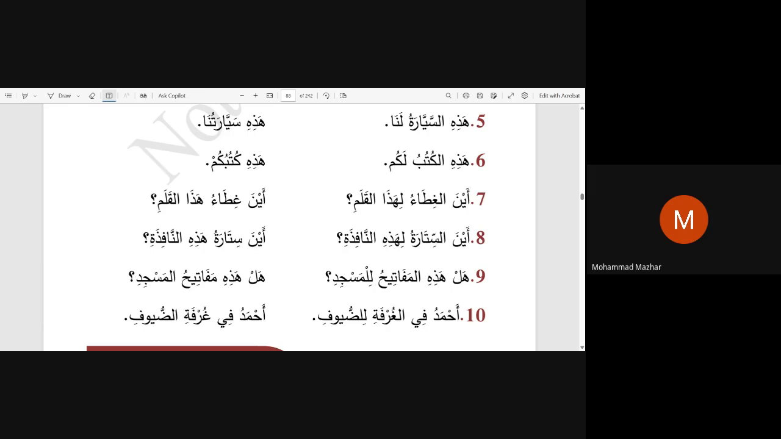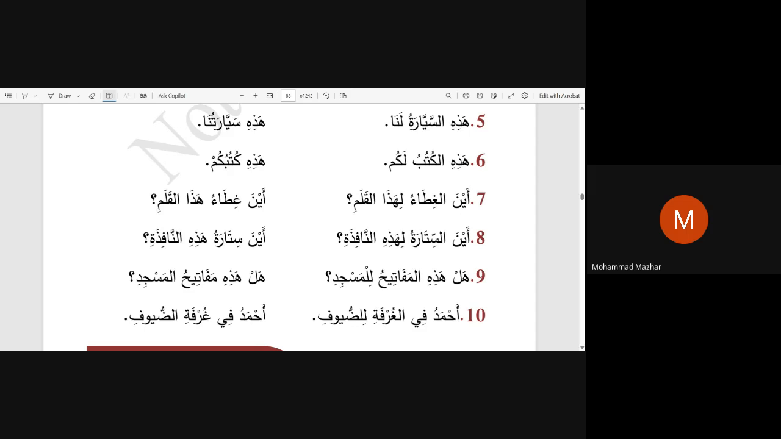Number 8. أين الستارة لهذه النافذة? What does that mean? Where is the curtain? One, not curtains, for this window. Both of them are singular, no plural. Where is the curtain for this window?